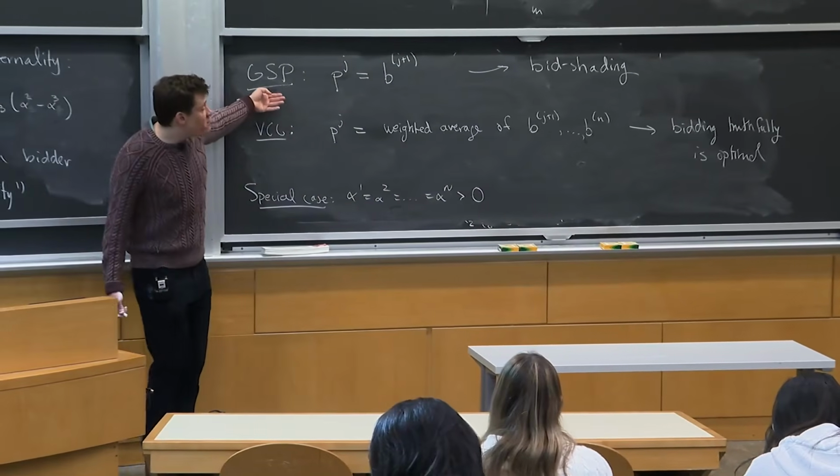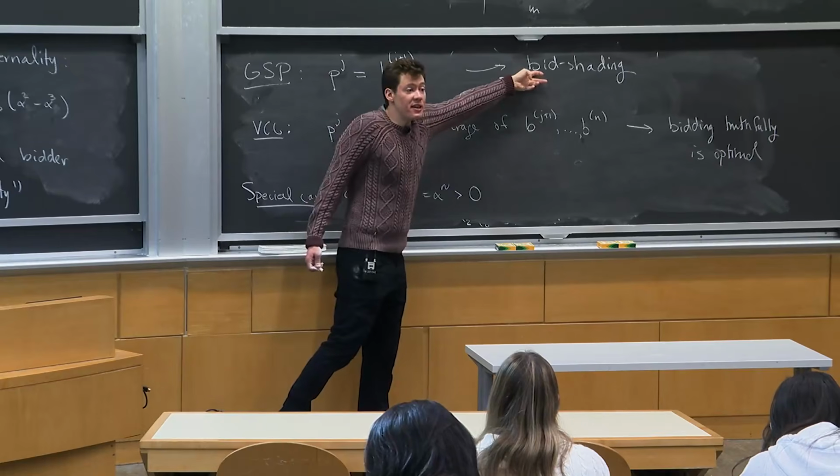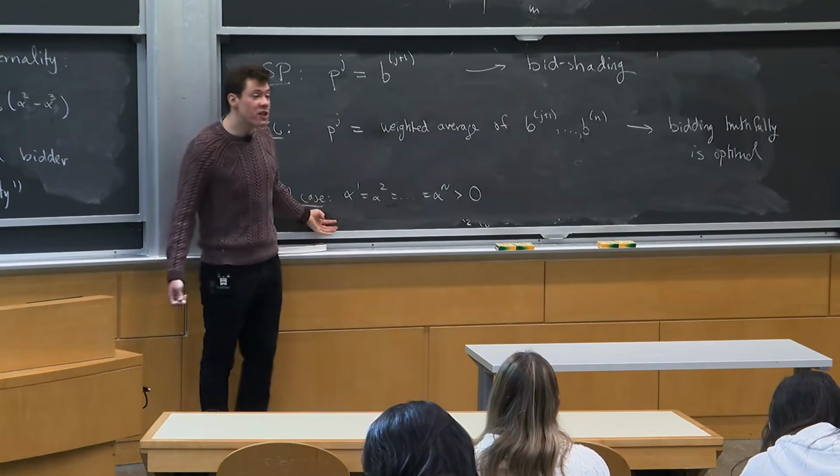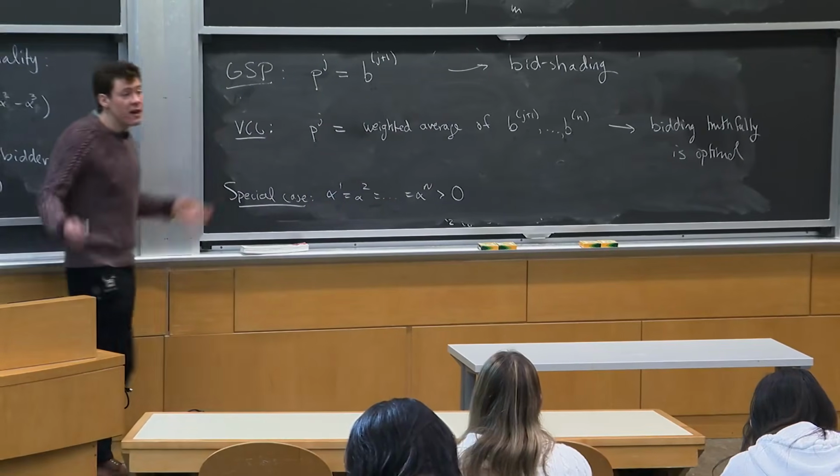So we see that the GSP is going to induce really intense bid shading. People are going to shade their bids a lot. In fact, people are generally going to bid 0. If there's no shortage, I can just bid 0. I'll still get one of the n slots, and I'm happy with that.